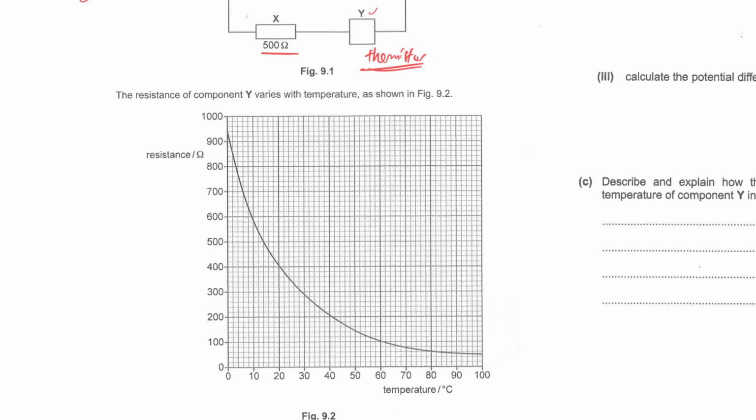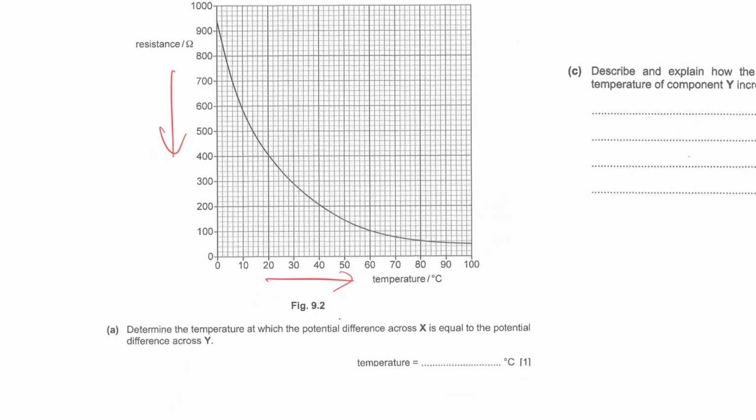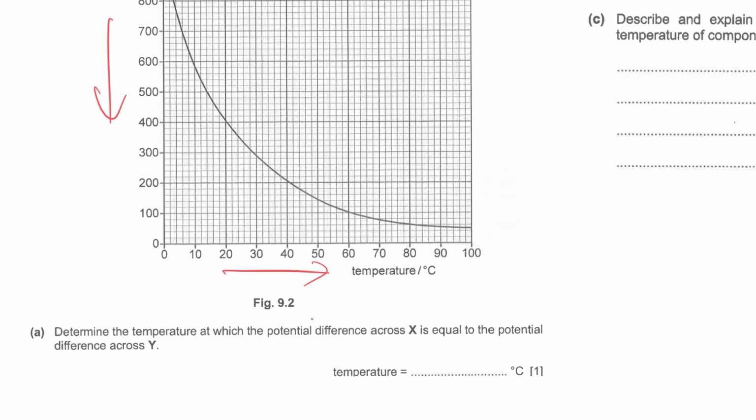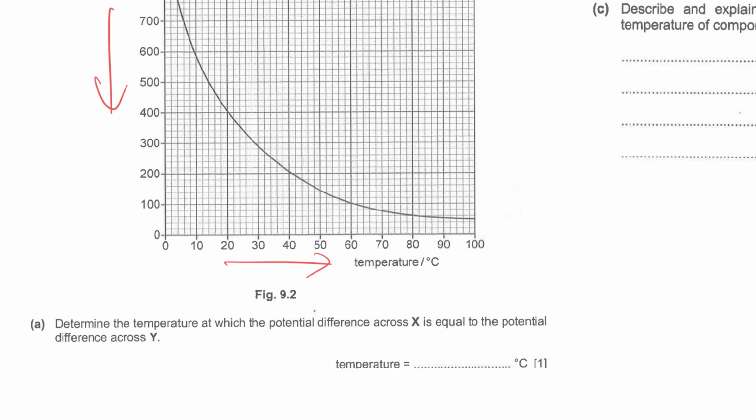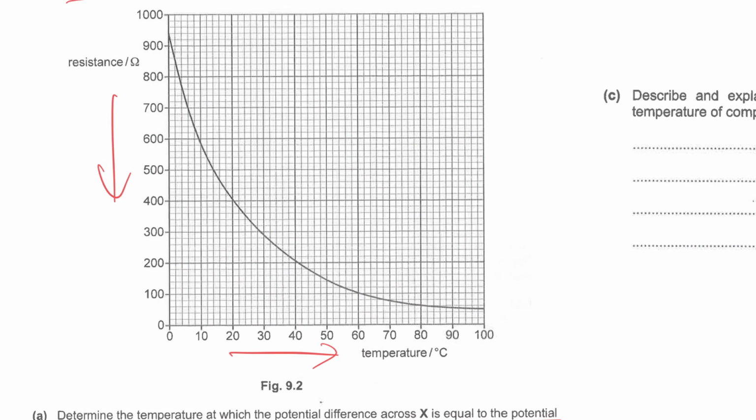As you know, if you look here, as the temperature of Y increases, the resistance will decrease from the curve here. So this is like a temperature sensor, and the resistance changes with temperature. The first thing they ask you is to determine the temperature at which the potential difference across X is equal to the potential difference across Y.